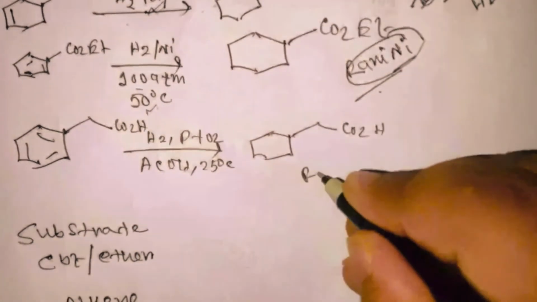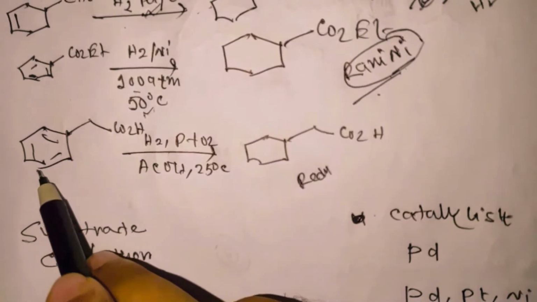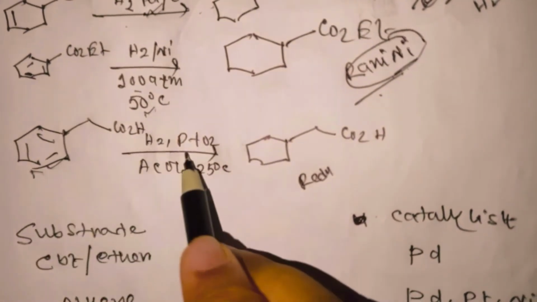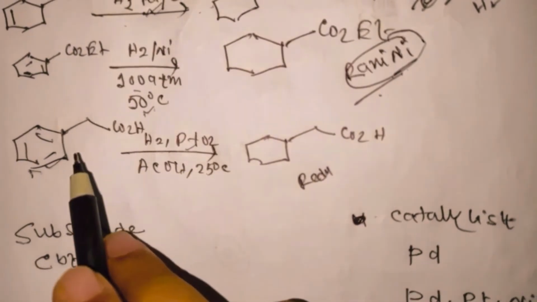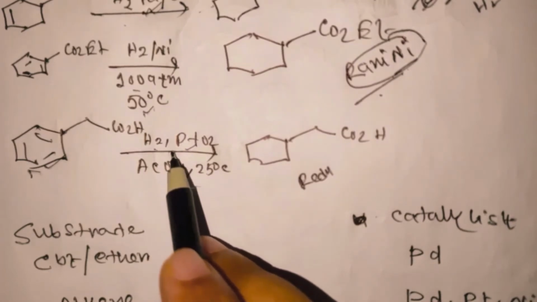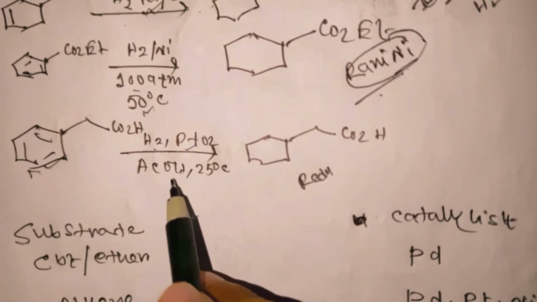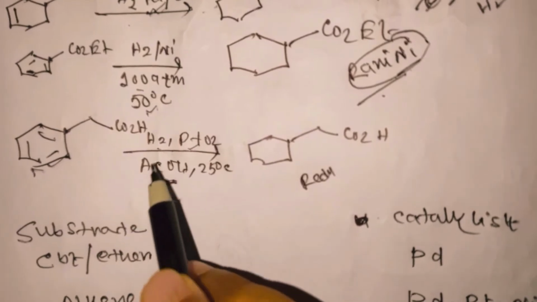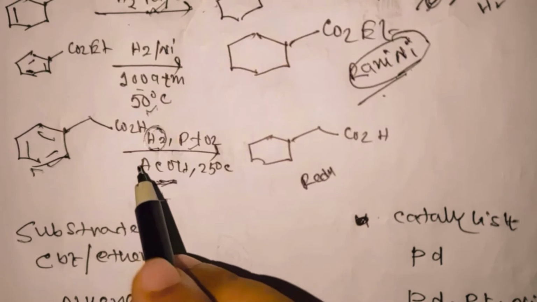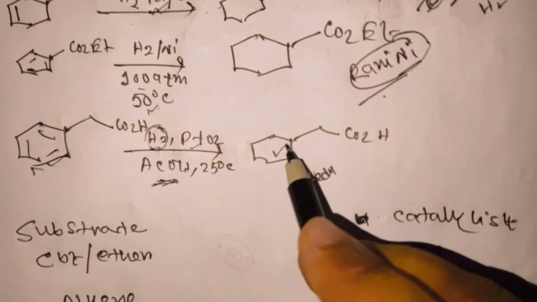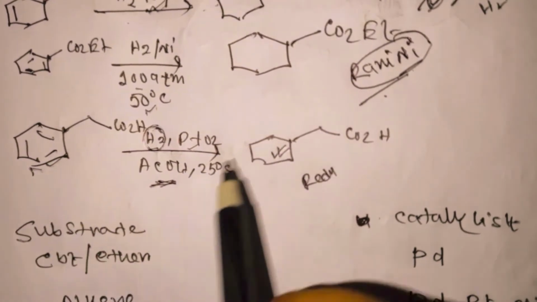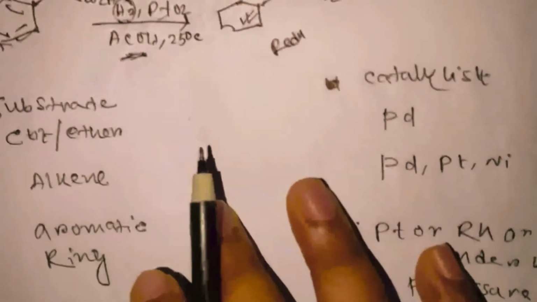Reduction of the aromatic ring. Here, the aromatic ring, that is the benzene ring, is reduced by a platinum oxide catalyst in the presence of acetic acid. Acetic acid is the solvent, and hydrogen gas is used as it is a reduction reaction. So here the reduction of the aromatic ring happened.